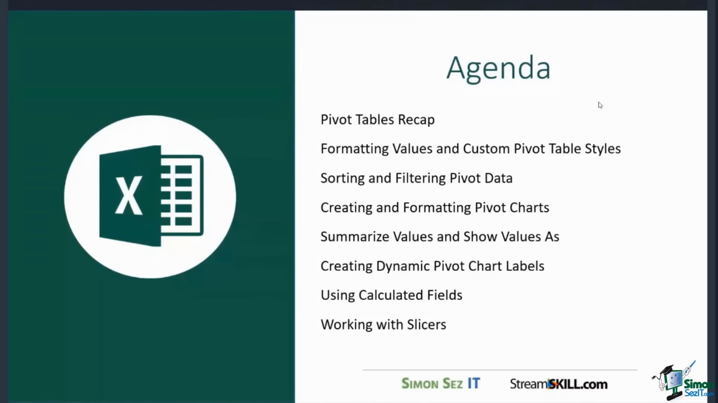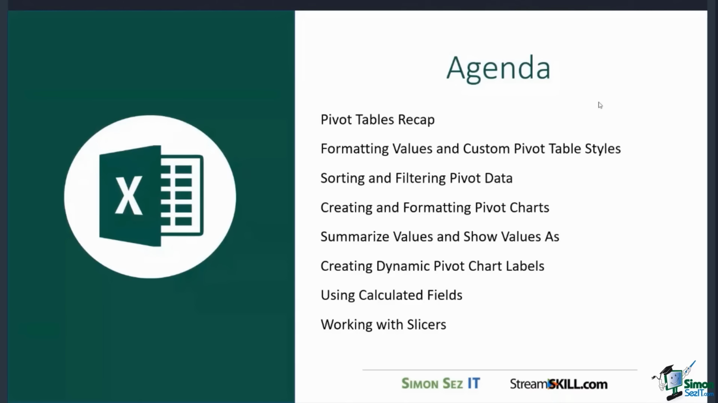So as I mentioned, I am going to do a little bit of a pivot tables recap, which isn't really going to extend too much beyond creating a pivot table from scratch. I'm going to talk a little bit about formatting values and also custom pivot table styles. We're going to take a look at sorting and filtering pivot data and also creating and formatting pivot charts. I'm going to go through some of the options like summarizing values and also showing values as something else, which you may or may not have used before.